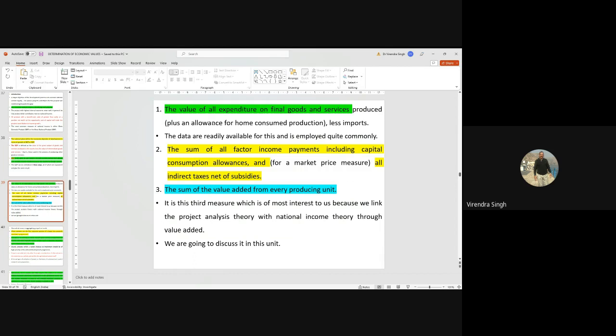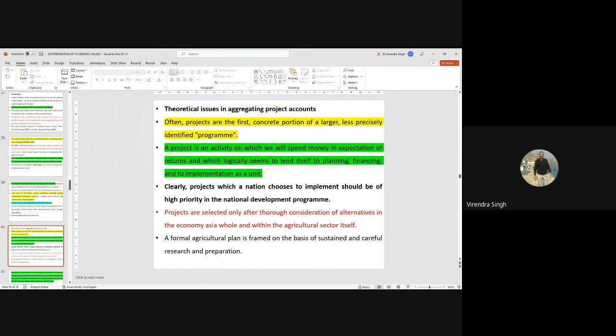It is this third measure which is of most interest to us, because we link project analysis theory with national income theory through value added. We are going to discuss it in this unit. How do we measure this? Theoretical issues in aggregating project accounts. No doubt there are certain points that need to be clear before doing this aggregation of accounts.